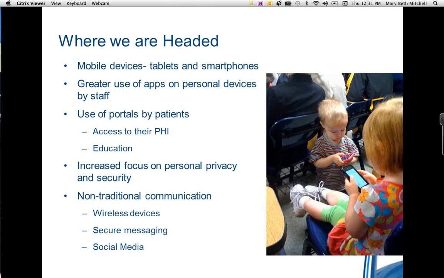We also have a lot of non-traditional communication that we're seeing through wireless devices. I'm going to talk a little bit more about some of that, through secure messaging. And I'm careful not to use the word texting, because texting obviously is not secure, it's not private, anyone can pick it up and it's not allowed. But secure messaging is a way to send encrypted messages to targeted caregivers about patients or information, and be able to track that, have an audit trail, and make sure that it's going to the person it's intended to. And then we also can communicate through social media sites.